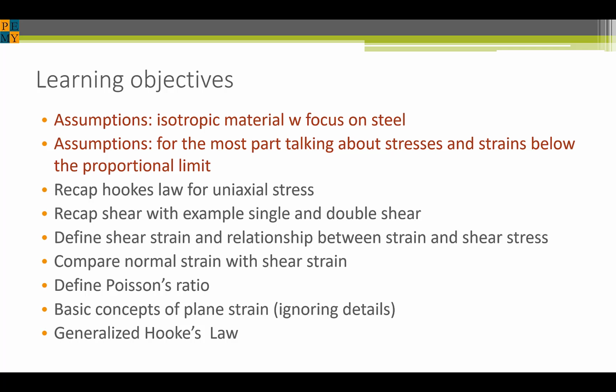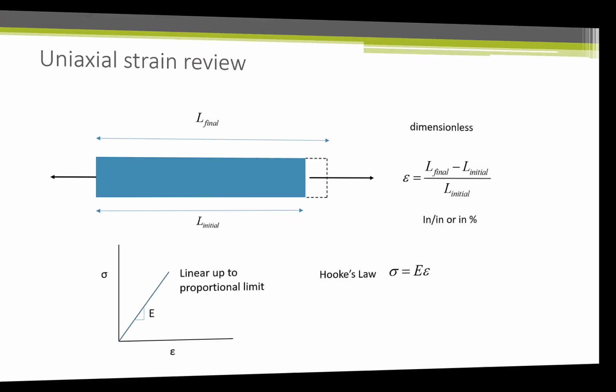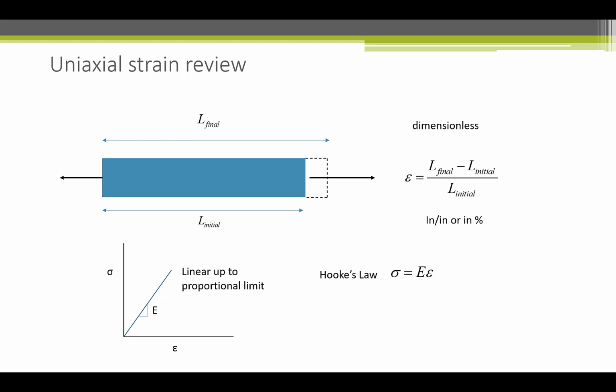We'll recap Hooke's laws for uniaxial stress. We'll recap shear with examples of single and double shear. We'll define shear strain and the relationship between strain and shear stress. Then we'll compare normal strain with shear strain. We'll define Poisson's ratio. We'll cover the basic concepts of plane strain, and then we'll talk about the generalized Hooke's law.